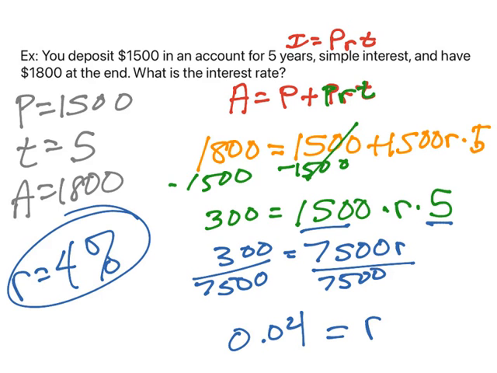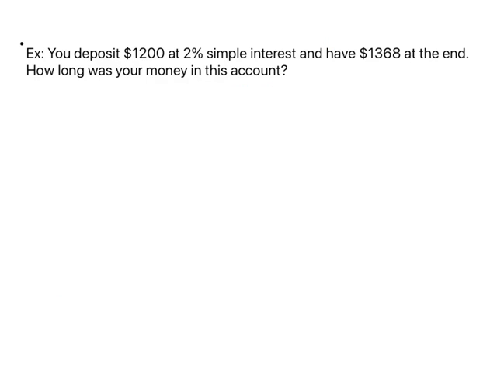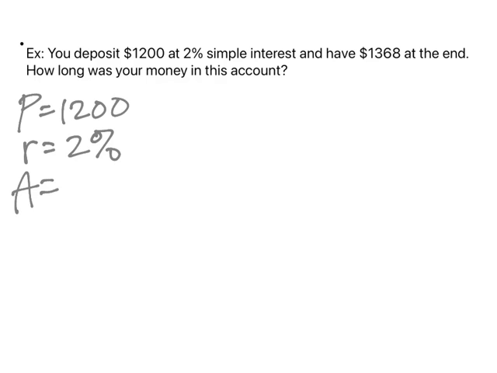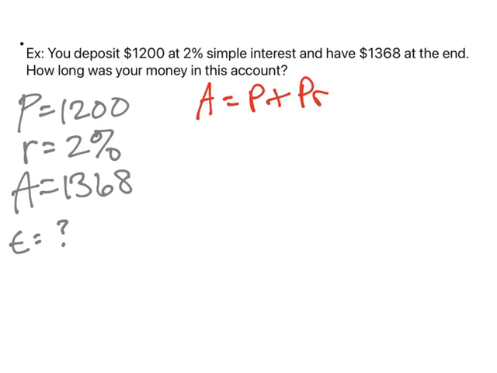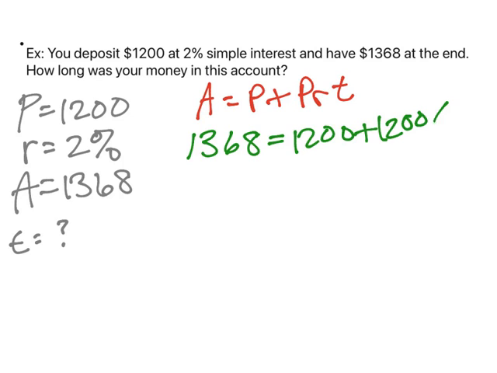So you can use these formulas in a lot of different ways. Let's do one more just for fun. Let's find time. So you deposit $1,200 at 2% simple interest and have $1,368 at the end. How long was your money in the account? What I like about this is that finding the time or the rate, it's done the same way. So P plus PRT, plug in what we know, 1,368 equals 1,200 plus 1,200 times 0.02 times T.